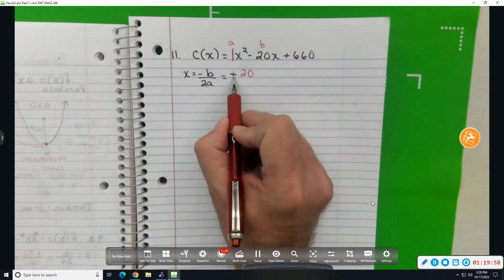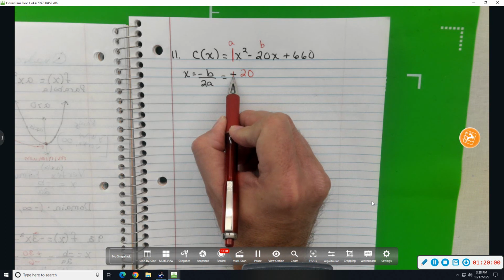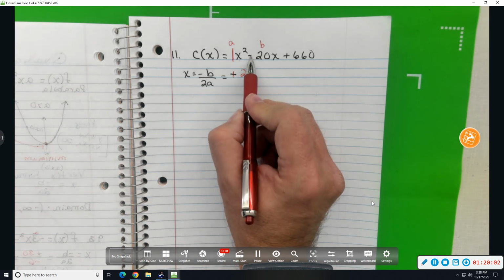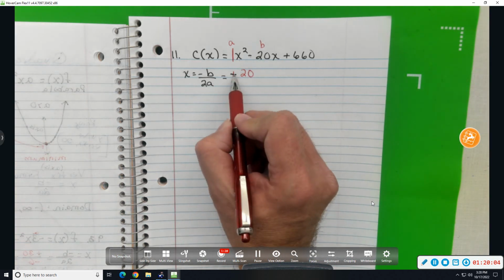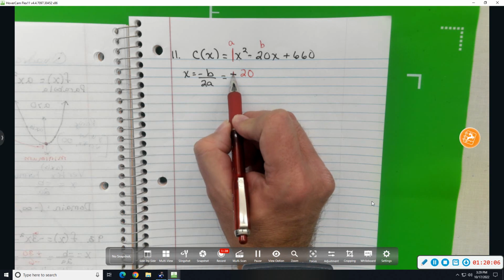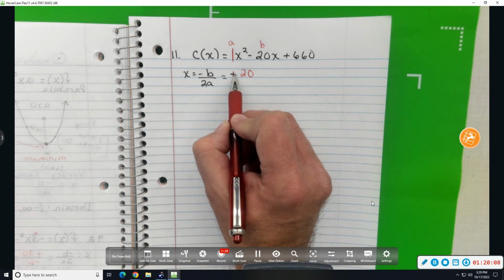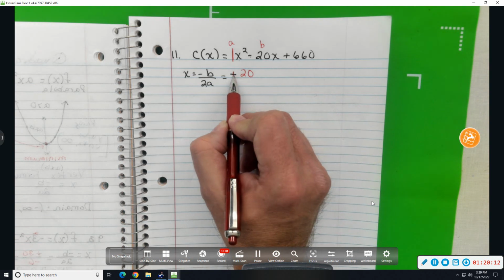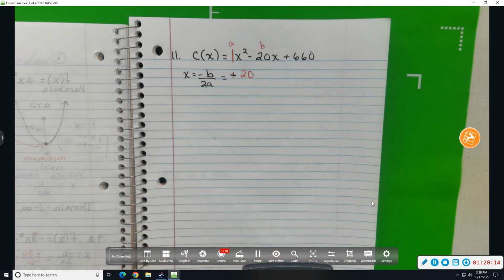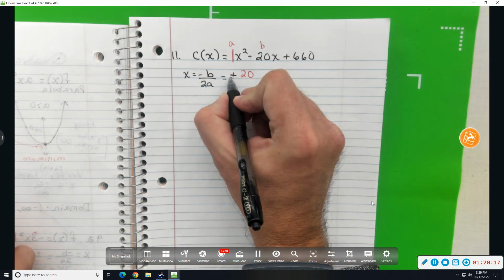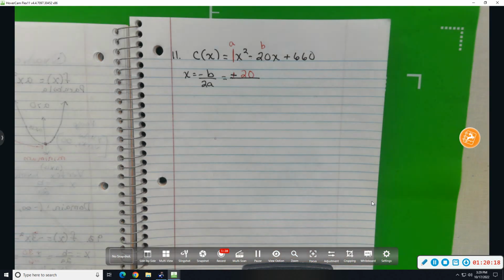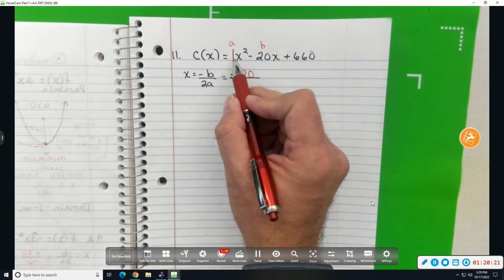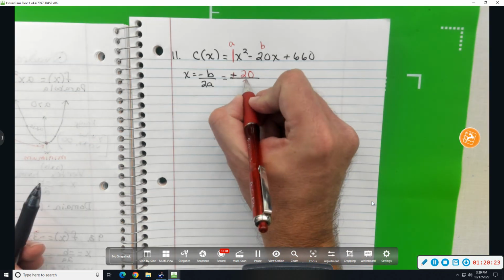So I'm using a red pen for the negative 20, and that's why I'll put that like that. Negative from the formula, then another negative becomes positive, all over 2 times A. We can do that in our head. What's 2 times A? 2.